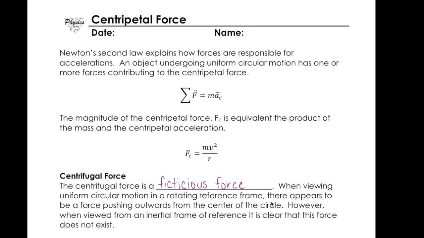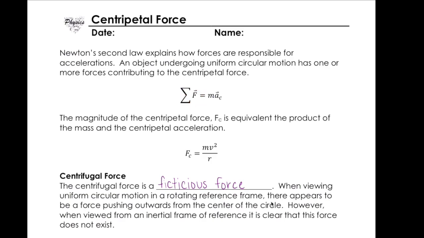These notes are over centripetal force. If we remember back to Newton's second law, it tells us the relationship between forces, mass, and acceleration. We have this equation: force equals mass times acceleration. We can utilize that basic formula and input our centripetal acceleration to find our centripetal force.